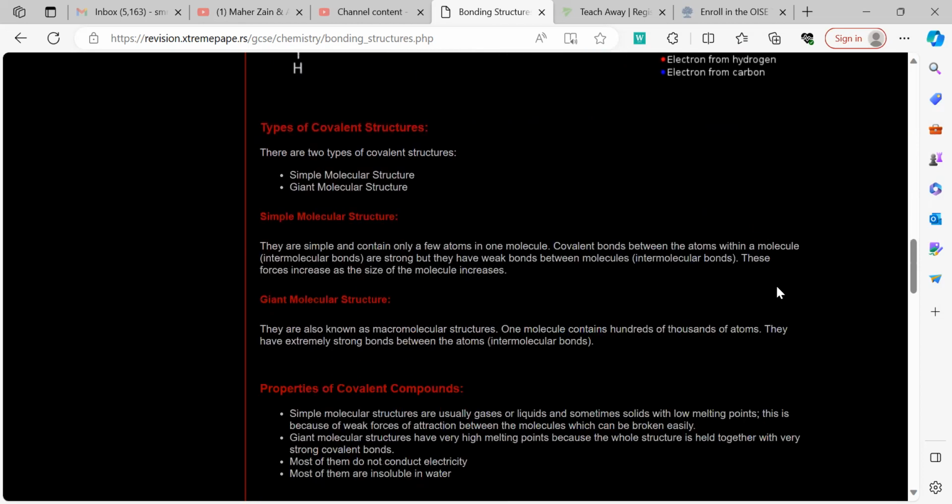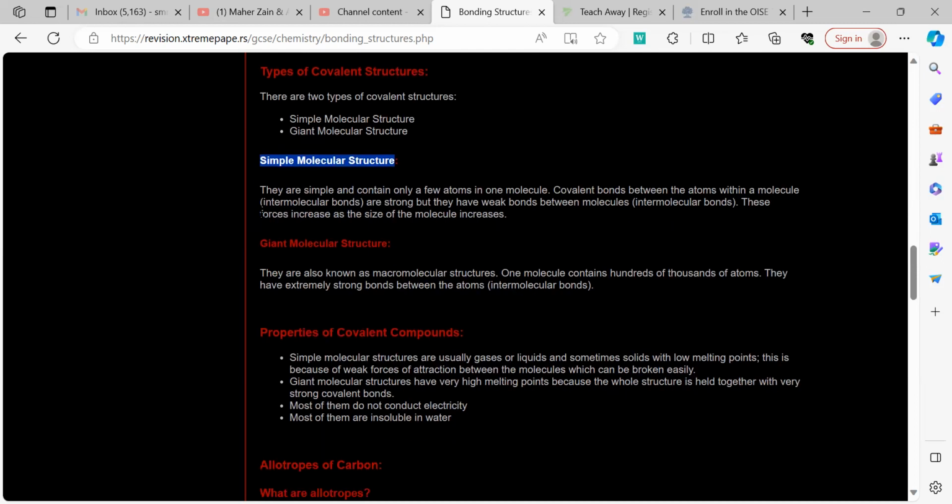Now the types of covalent structures. You need to know that the simple molecular structure consists of weak intermolecular forces, and this is responsible for the low melting and boiling points of covalent molecules. Examples of simple molecular structures include carbon dioxide, which is a gas, and oxygen gas.